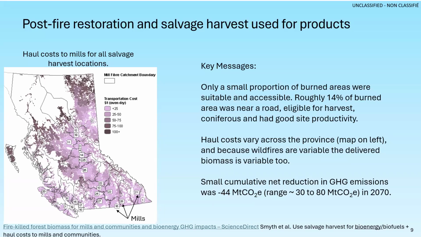And it had a wide range. And the range reflected the range of the variability in the fire. So the fires are quite variable. The salvage harvest and the timing is quite variable. And the GHG reduction is also quite variable. So this really helped us understand a little bit better on how to model future wildfires when we're using salvage harvest for products.